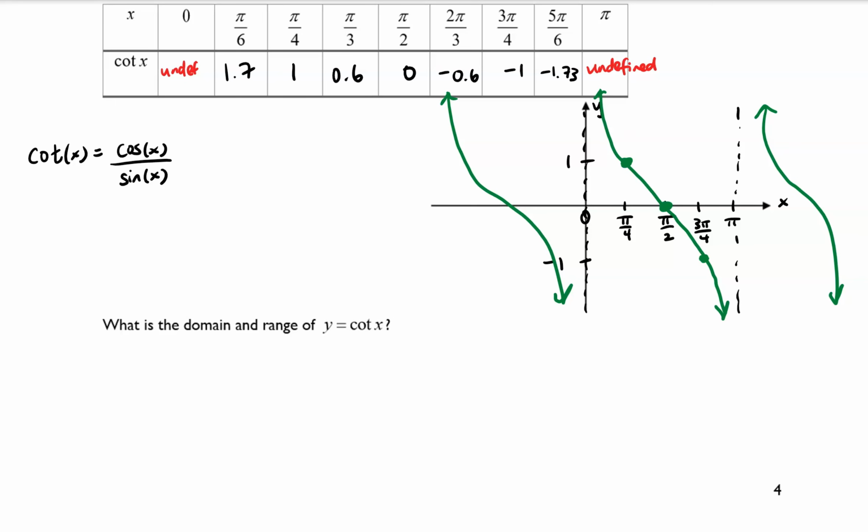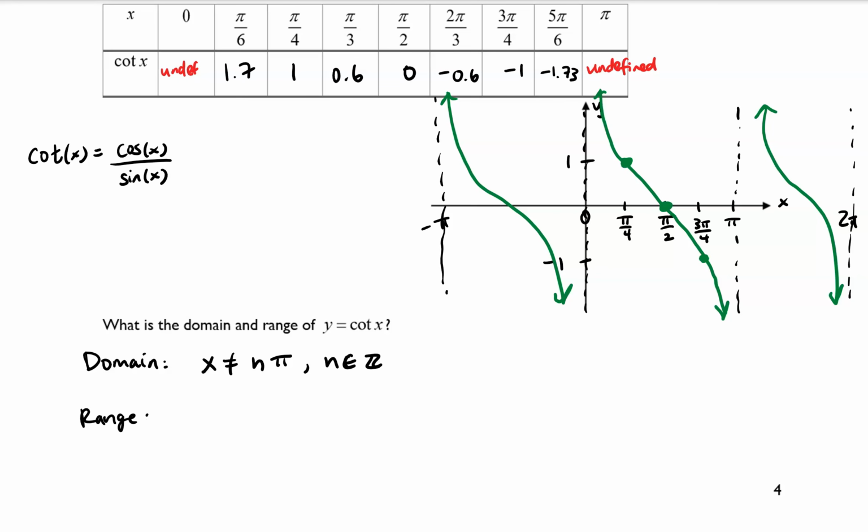Okay, so now we want to talk about the domain. And the domain, or the vertical asymptotes, are going to happen at integer multiples of pi. So x cannot equal n pi, where n is an integer. And the range, similar to tangent, is going to be all real numbers.